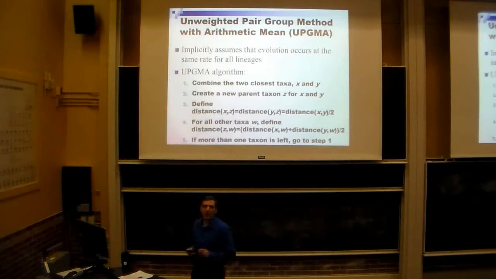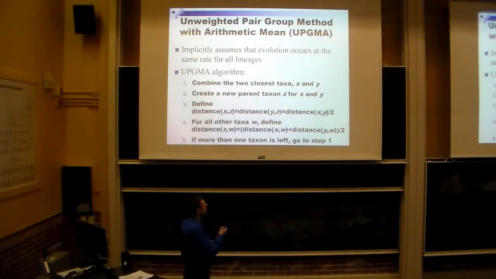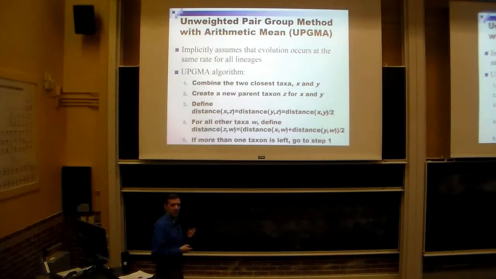That's often not really a true hypothesis. It's not really entirely accurate, and there are lots of reasons. You might get different rates of evolution along different lineages, but it's a model, and it's a model that lets you come up with algorithms.